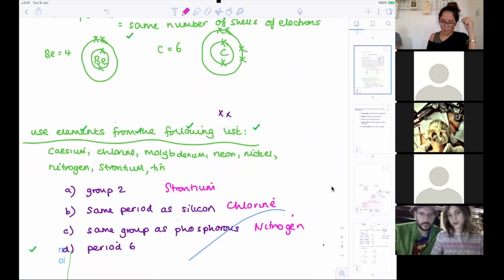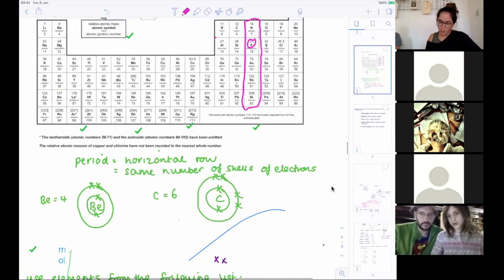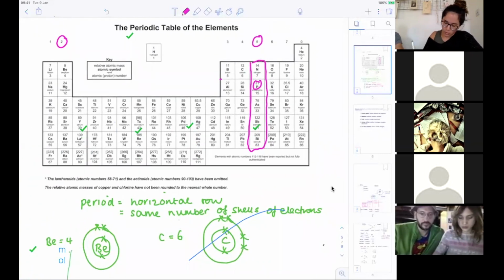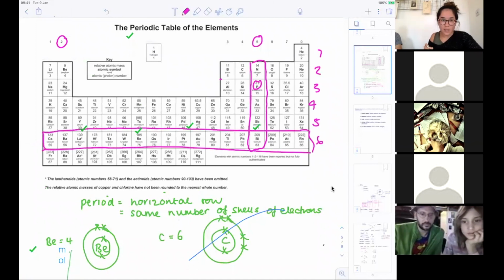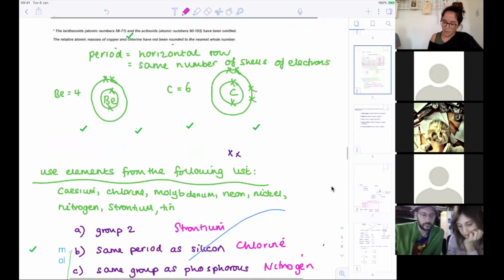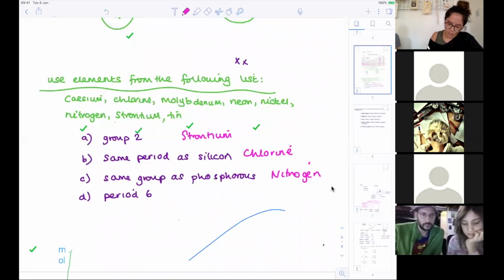And then lastly, period 6, we're looking along 1, 2, 3, 4, 5, 6. We're looking along this one. So it's actually quite a difficult task. You're looking here for cesium. So I quite like chemistry because it's a bit like solving a puzzle.